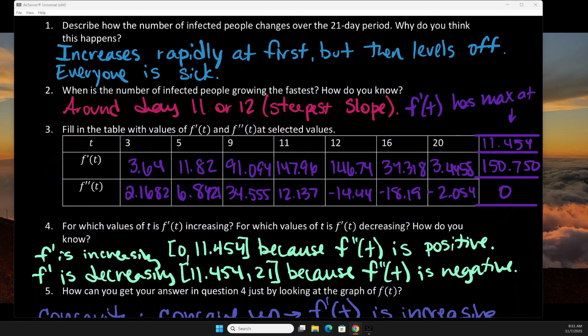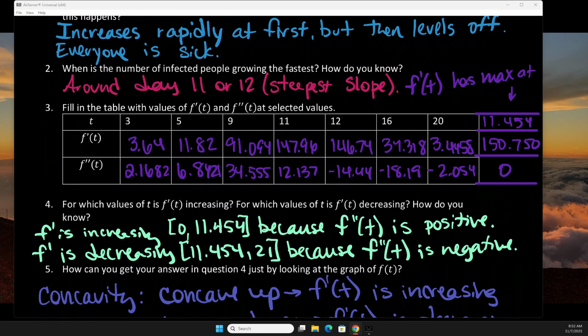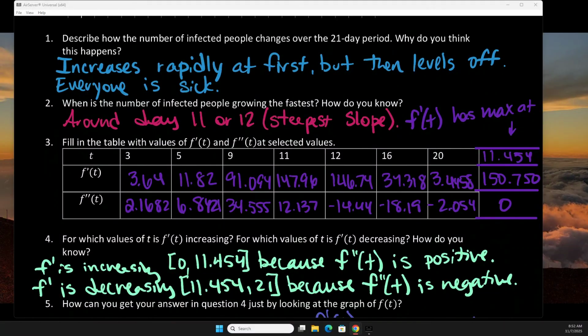Then I wanted you to see the relationship between when the first derivative was increasing and what was happening with the second derivative. It works just like the first derivative to the original function. If the first derivative is increasing, the second derivative should be positive. And when the first derivative is decreasing, the second derivative should be negative.